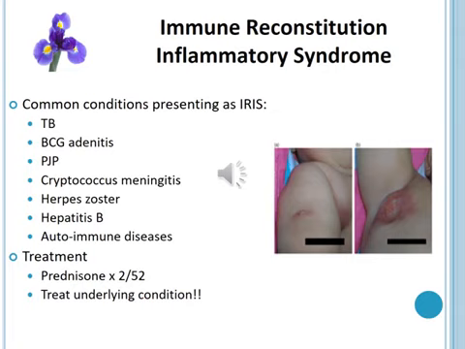As this is an immune-mediated condition, these patients need to get prednisone for 2 weeks, but more importantly, you need to treat the underlying condition. Make the diagnosis and give the correct treatment. And please do not stop the ARVs. Because once you stop the ARVs, the patient might clinically improve, but you will just have new viral replication, a spike in your viral load, and further deterioration.